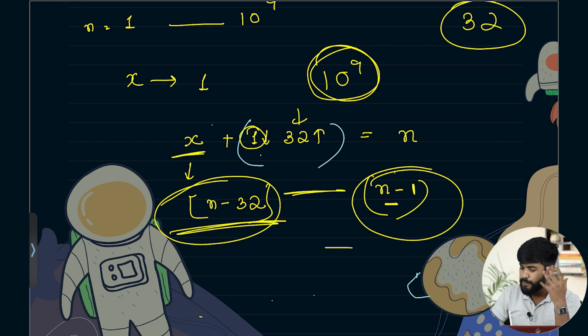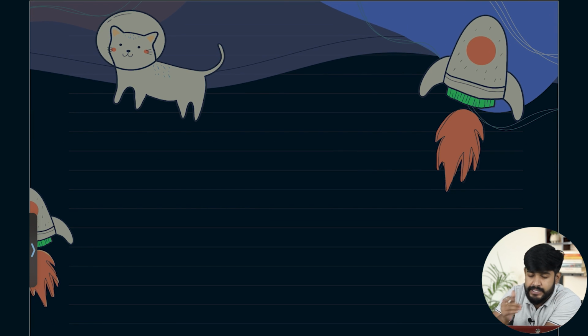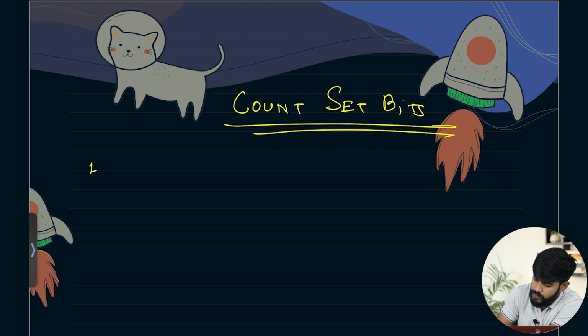So now, to be on the safer side, we can just take the value of 32. If I want more optimization, we would talk about this small optimization in the end. So now the question is that we can simply iterate from n minus 32 till the value of n, and we can just check. But we need to count the number of set bits. How can we really do that? Counting the number of set bits is a subproblem of this problem. So our new problem is count set bits.